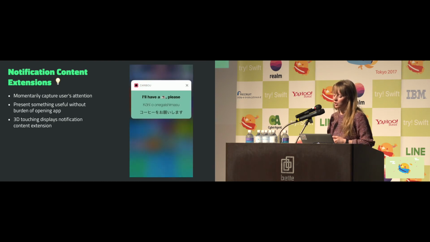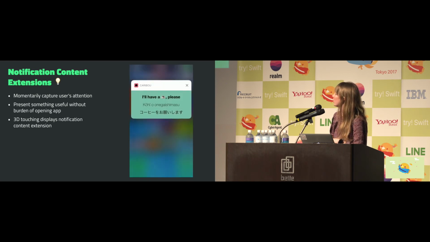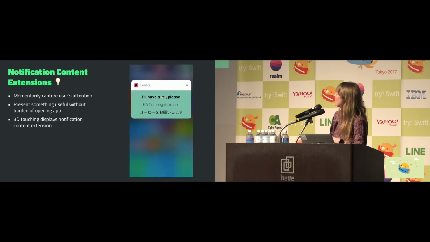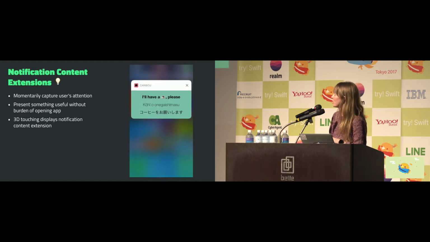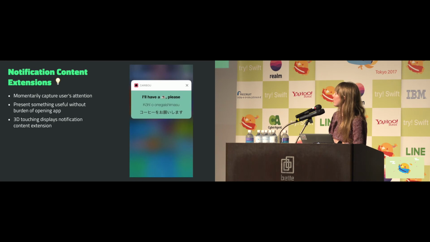This is a really great way to momentarily capture users' attention for something that is very timely or contextual. In our example app, I integrated with the Foursquare API in order to determine the user's location. If a user is walking by a coffee shop, then the user will get a notification asking if they're trying to order a coffee in Japanese. And if the user force touches on the notification, then it will come up with the phrase and the translation.